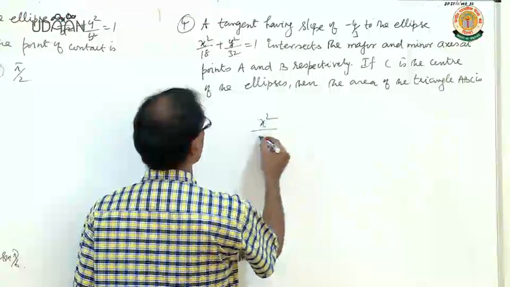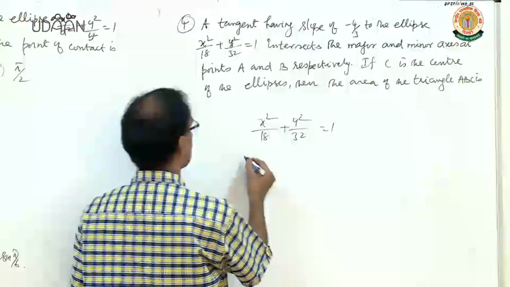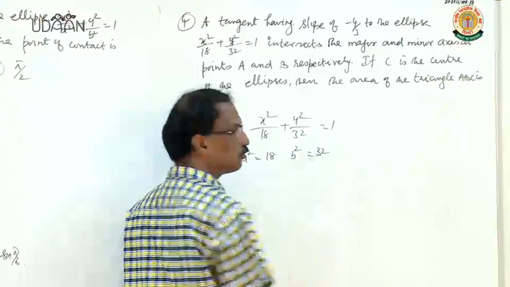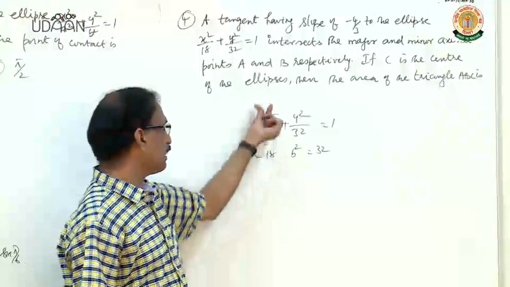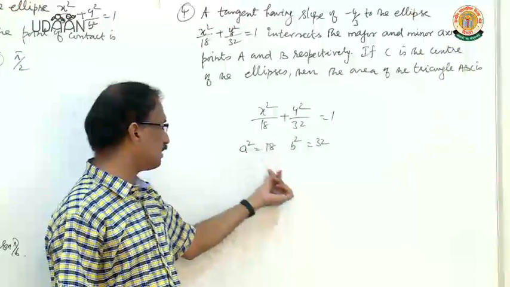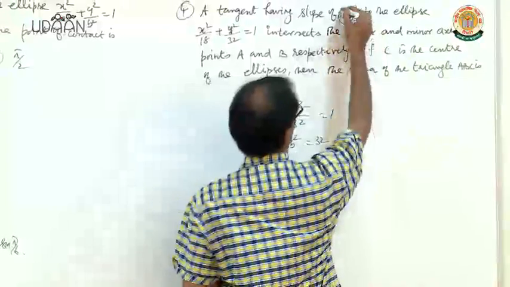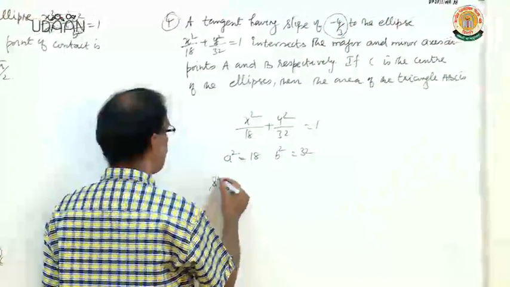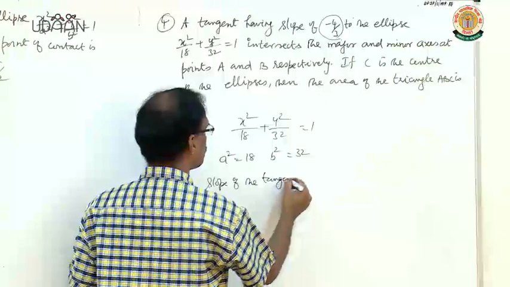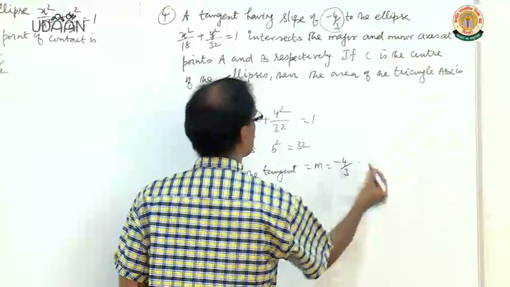x square by 18 plus y square by 32 equal to 1. So, a square is 18, b square is 32. That is in the standard form, x square by a square plus y square by b square equal to 1. So, a square is 18 and b square equal to 32. And what do they say? The slope of the tangent is m equal to minus 4 by 3.